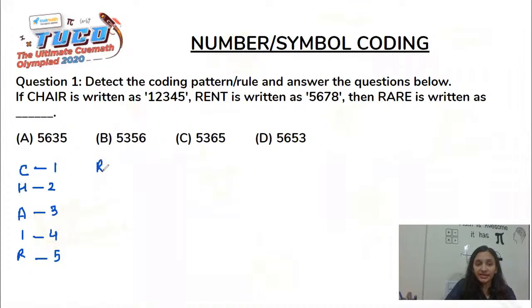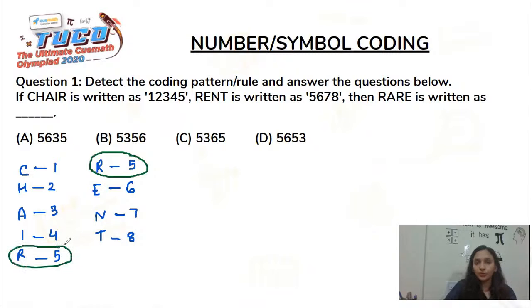The next word which is given is rent. So the word rent has been coded as 5, 6, 7, 8. So R is 5, E is 6, N is 7, and T is 8. Now something which we see common is the letter R, which has been coded the same in both the words. So that means each letter has got its specific number code, and we have to go by that.